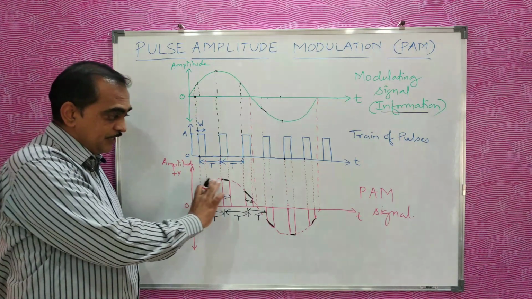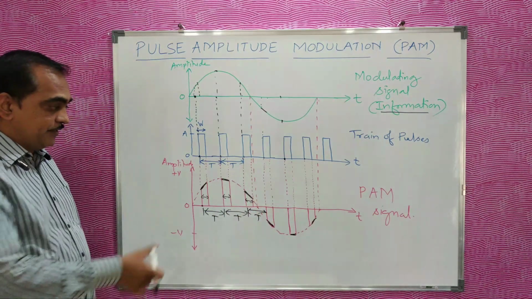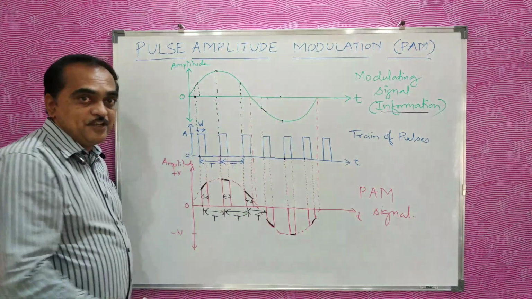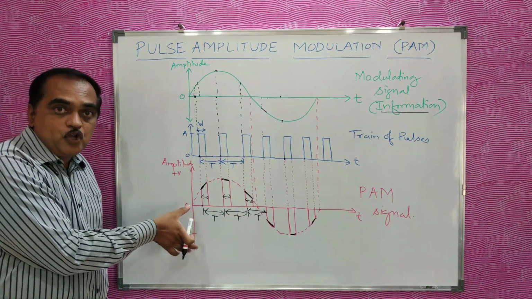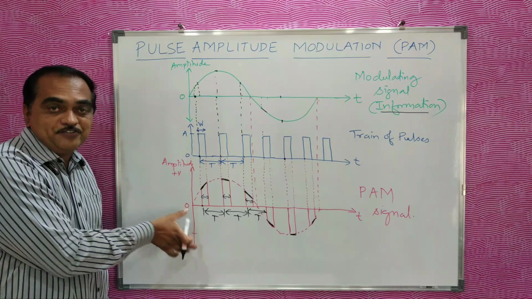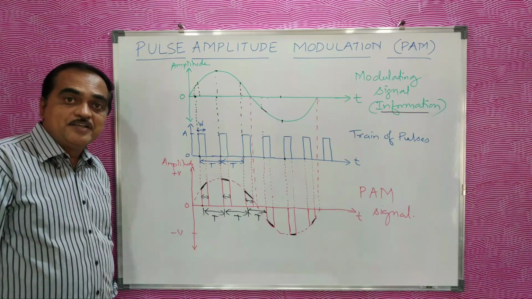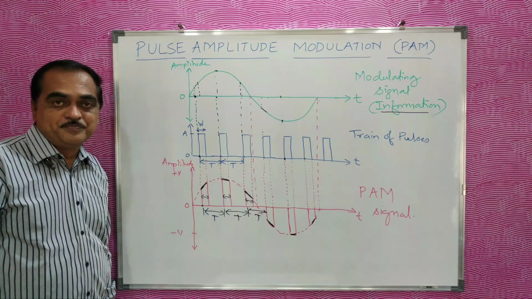So if you have this kind of waveform at the end, where the amplitudes are varying according to this variation, then it is called a PAM signal or pulse amplitude modulated signal. After knowing this, we can go on to see how we generate a PAM signal.